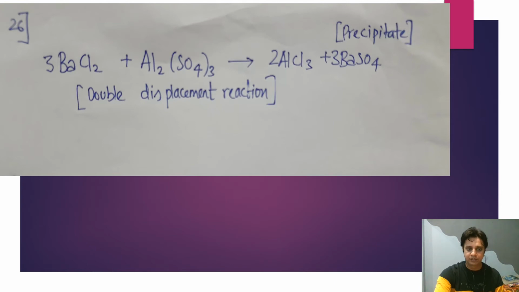26th one, they've asked us the reaction to balance it when barium chloride is added to aluminum sulfate. We get AlCl3 and barium sulfate BaSO4, which is a double displacement reaction. It's also a precipitation reaction.